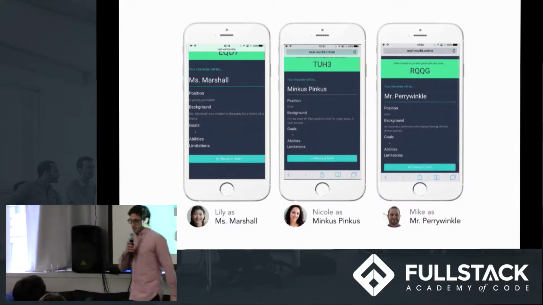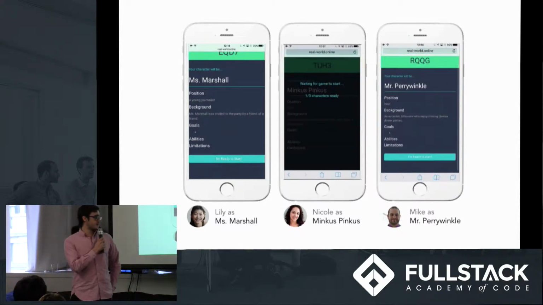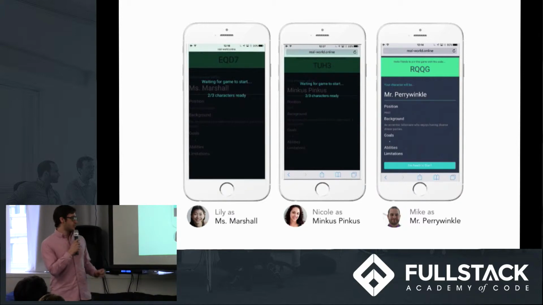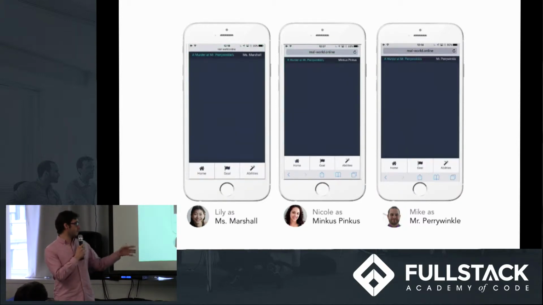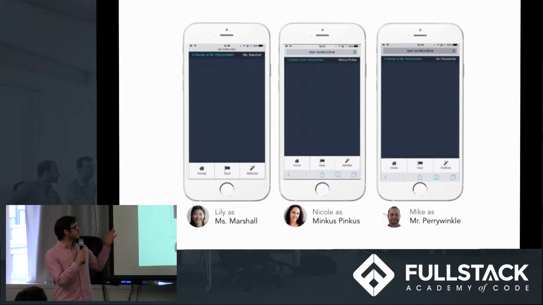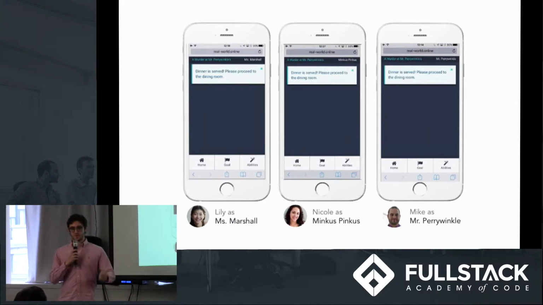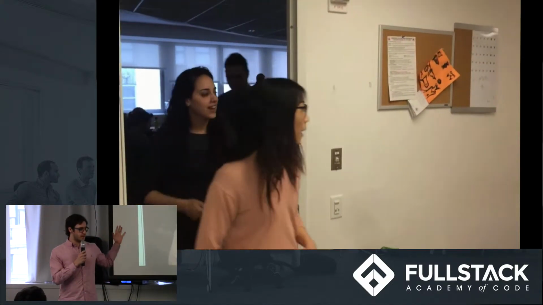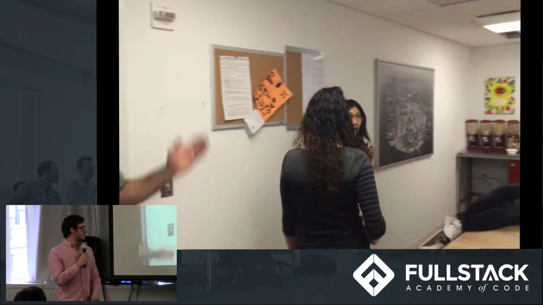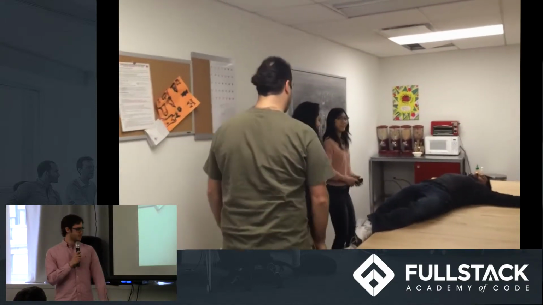Thanks, Lily. So here we have a more specific example of a game built with our app. This is a 3-person murder mystery game played by Lily, Nicole, and Mike. So first look at the first event saying dinner is served. So you'll watch all 3 people get that notification and then go into the dining room. And instead of getting dinner, they find a dead body.